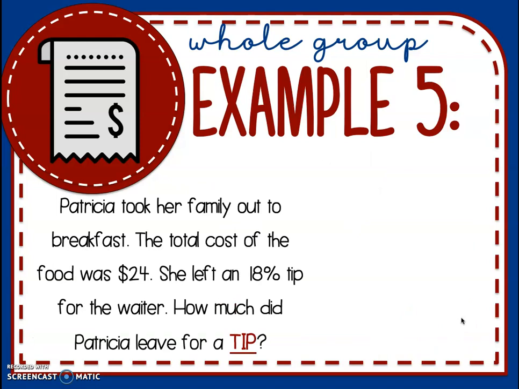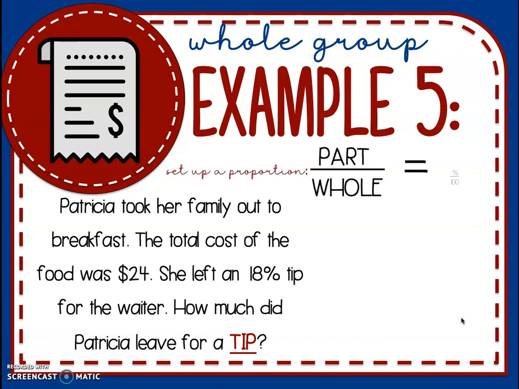Okay. Let's look at another example. It says Patricia took her family out to breakfast and the total cost of the food was $24. She left an 18% tip for the waiter. So how much did Patricia leave as a tip? Okay, so again, we're just looking for the tip. So we're still going to set up a proportion. Part over whole equals percent over 100.